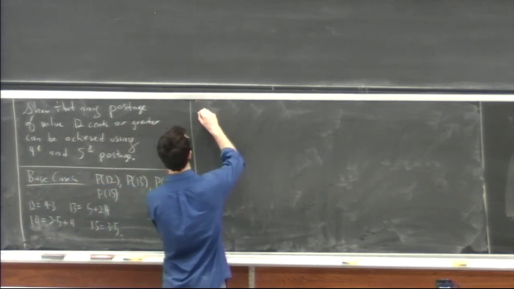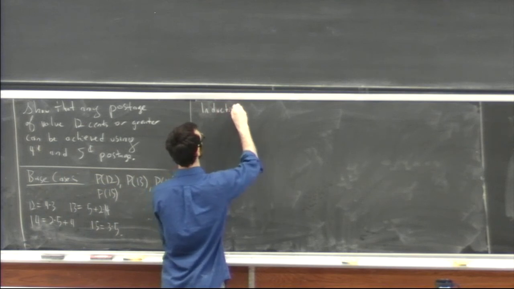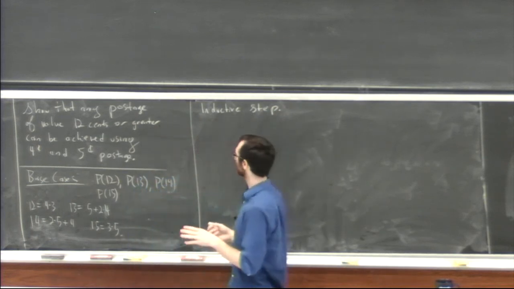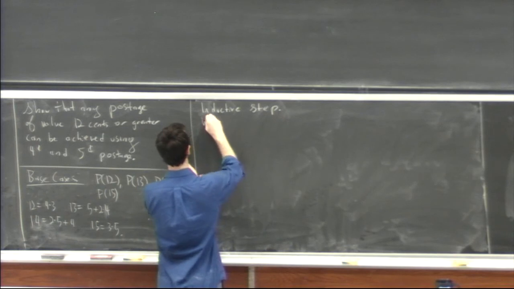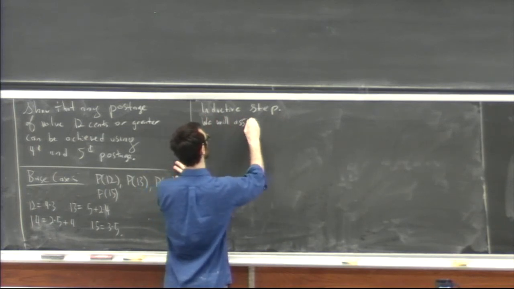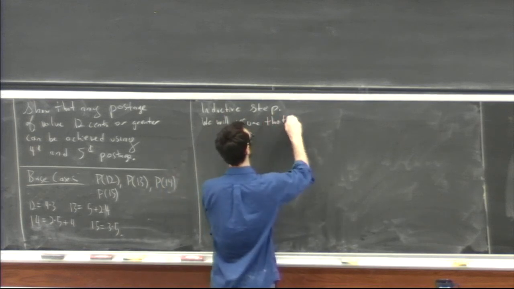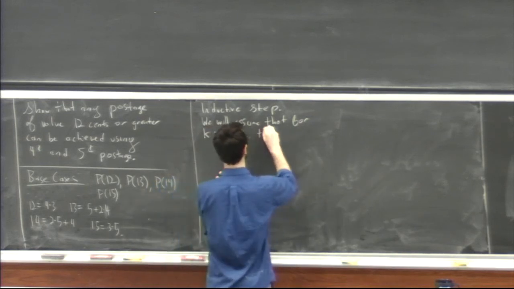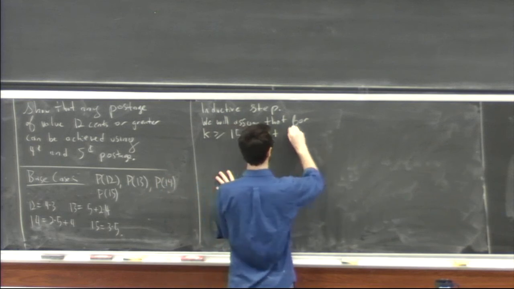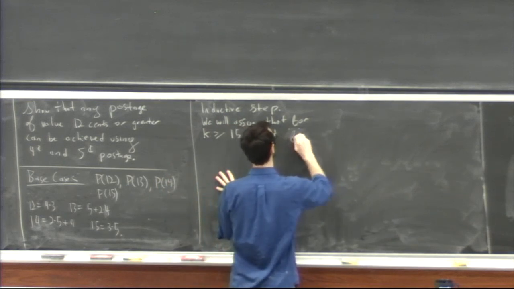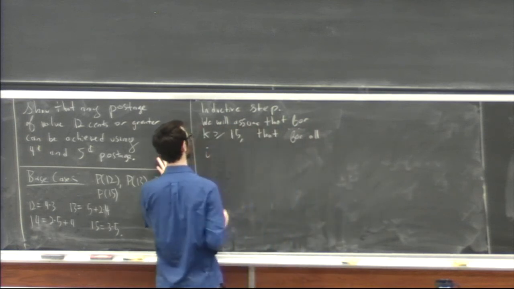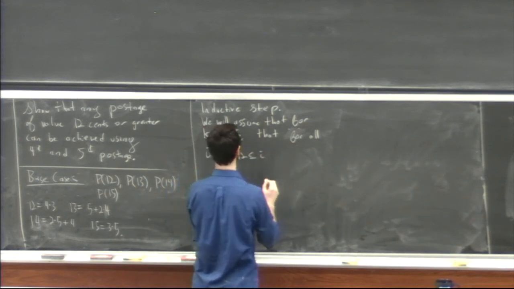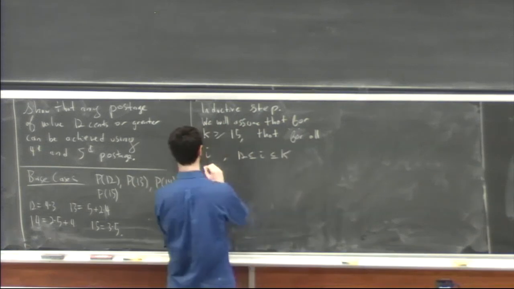Next, for the inductive step. What I'm going to assume is that for k greater than or equal to 15, P of k holds, so that for all i such that 12 is less than or equal to i is less than or equal to k, P of i holds.